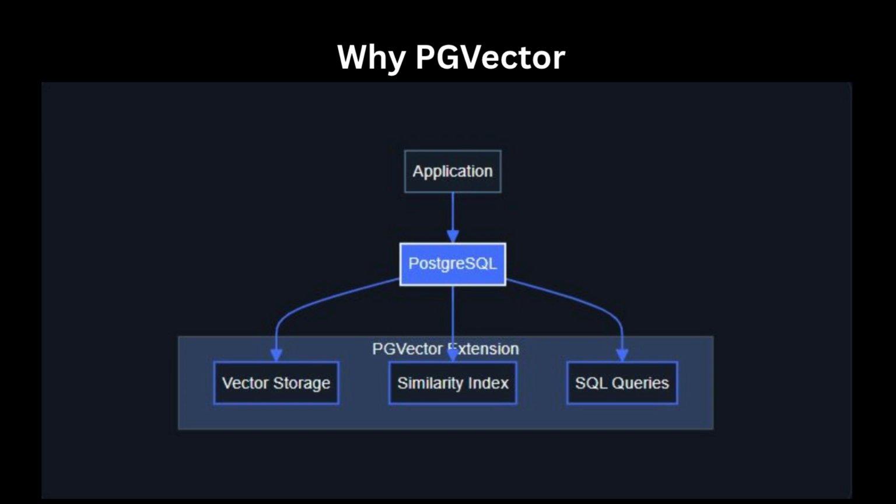PG vector enables vector search inside PostgreSQL. It removes the need for a separate vector database. By adding vector columns and similarity operators, PG vector allows relational data, metadata filtering, and vector search to run in a single SQL query. This simplifies architecture and reduces operational overhead.